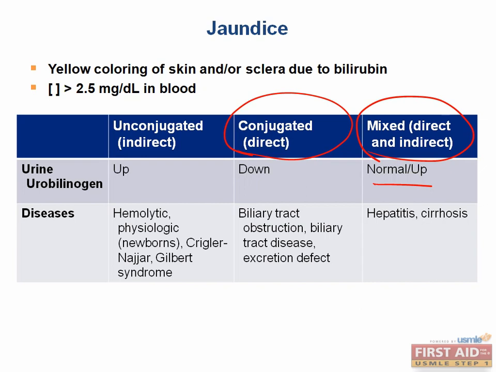The conjugated bilirubin is forced out of the hepatocytes and backed up into the bloodstream, and it passes hematogenously to the urine. The urine urobilinogen is reduced because there is no bile passing into the gut, and so the bacteria that convert the bilirubin to urobilinogen aren't able to do their job.